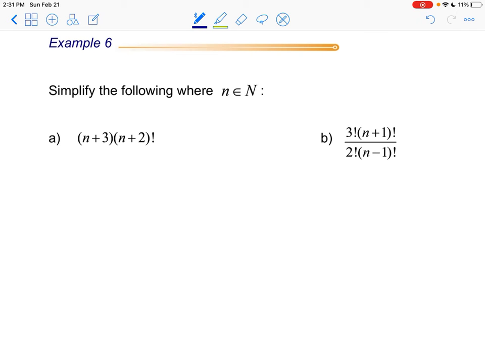So let's look at example A here. Example A is n plus 3 multiplied by n plus 2 factorial. So we can change n plus 2 factorial, let me give that a little more space, to n plus 2 times n plus 1. Remember, the formula for factorial is you multiply n by n minus 1 each time. So that's why we're going down like this. We'll eventually get to n minus 1, and we'll keep going like that until eventually 2 and 1, whenever that is.